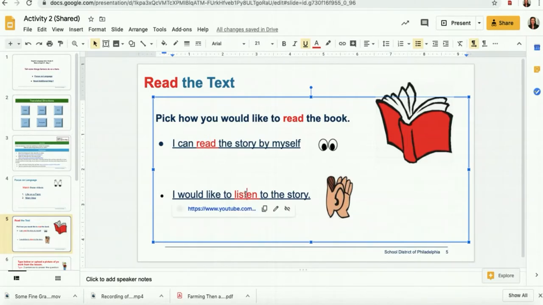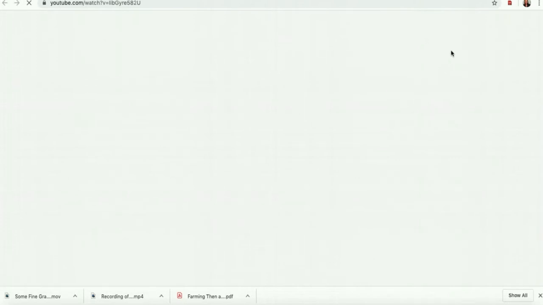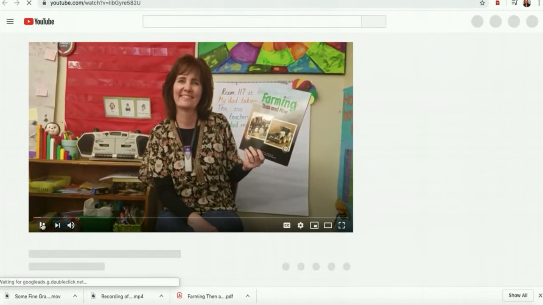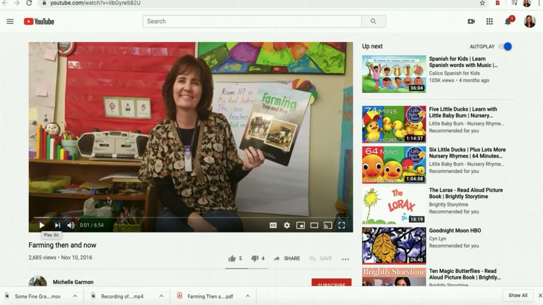Today, I'm going to share a read aloud of a teacher reading the story to you, just so you can hear the text presented in a different way. And also, I don't want you to get bored with seeing the same text every day and hearing me read it every day. So here's another teacher that's going to go through Farming Then and Now to refresh your memory.